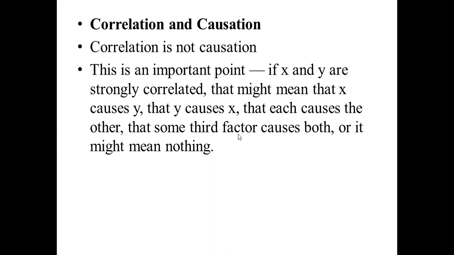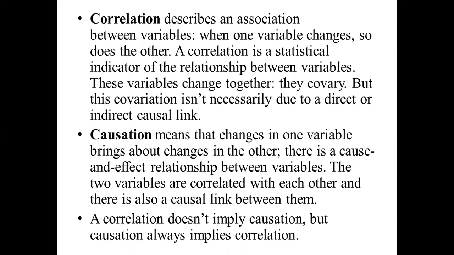So causation means that because of some effect, some cause is there. Okay, so let us differentiate between these two terms. First is correlation. Correlation describes an association between two variables: when one variable changes, so does the other. Correlation is a statistical indicator that a relationship between two variables exists. So these variables change together, that is, they correlate. One changes another, or another changes one. But this covariance is not necessarily due to direct or indirect causal links.